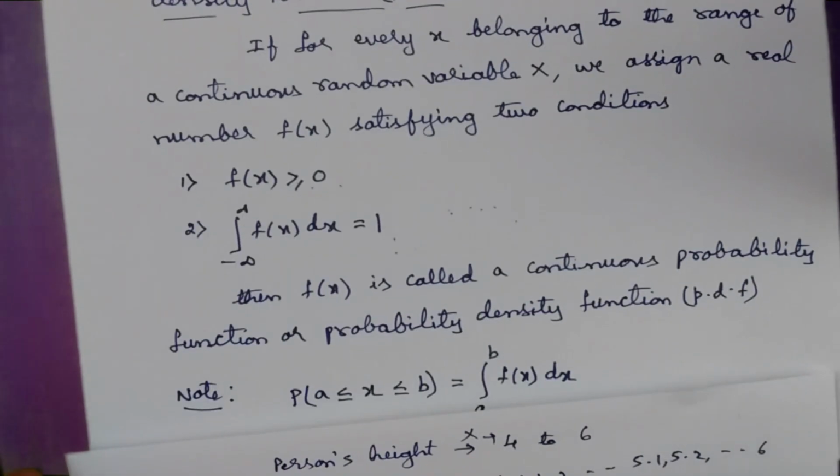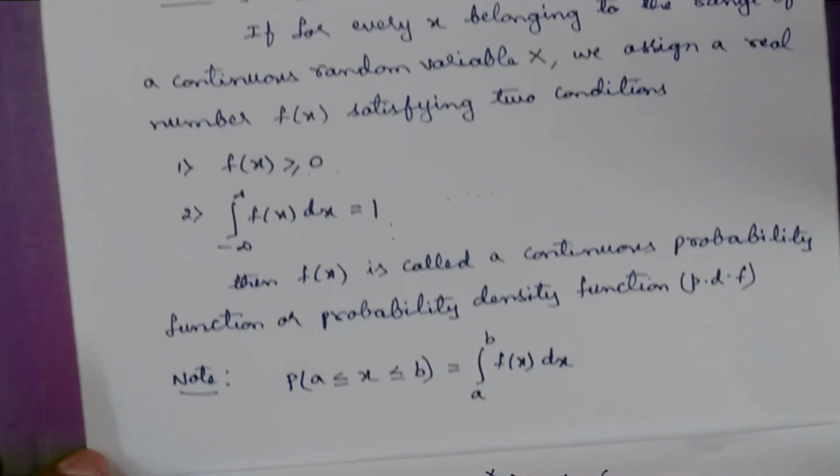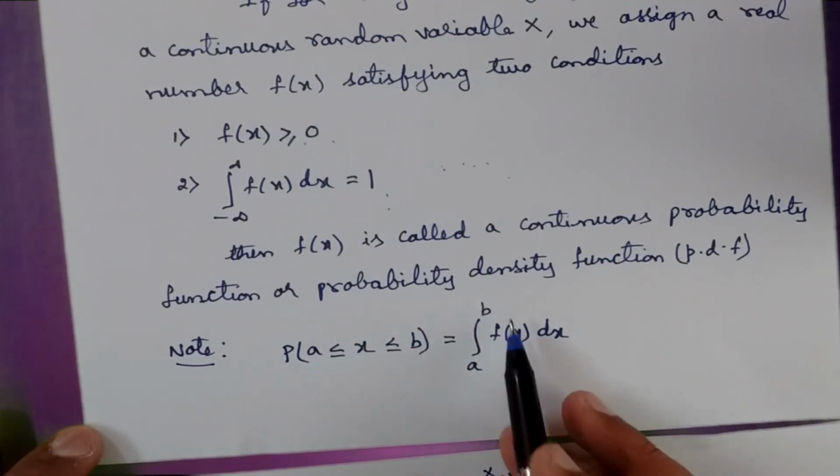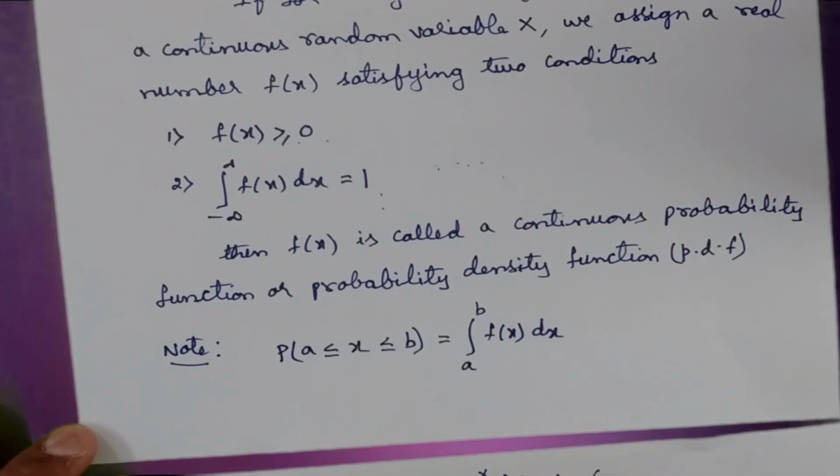I'll move on to the next result. Now here I've just taken a formula: the probability that the value of x lies between a and b is equal to the integral from a to b of f of x dx.